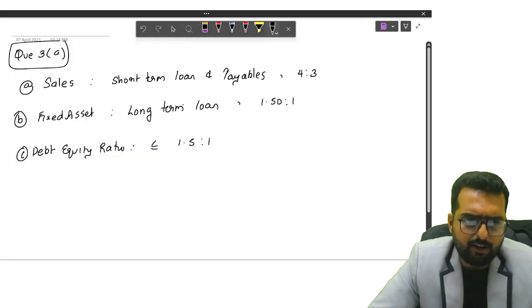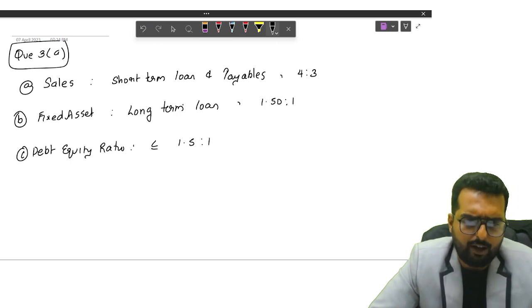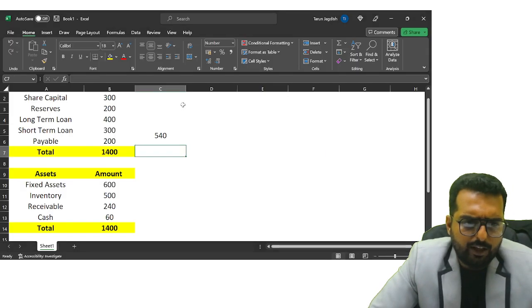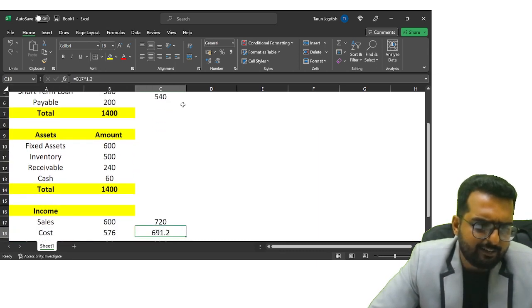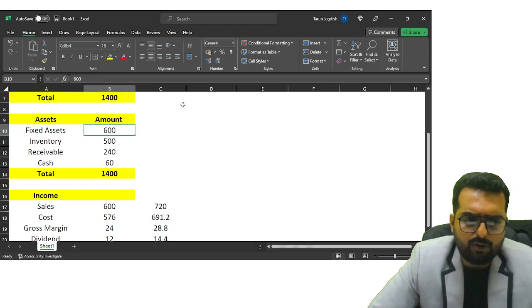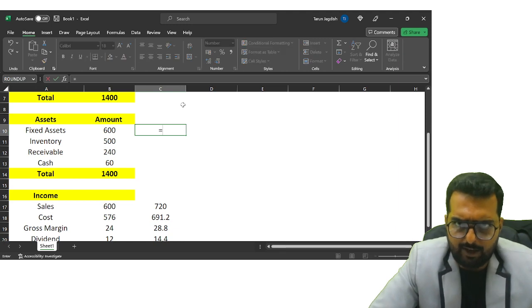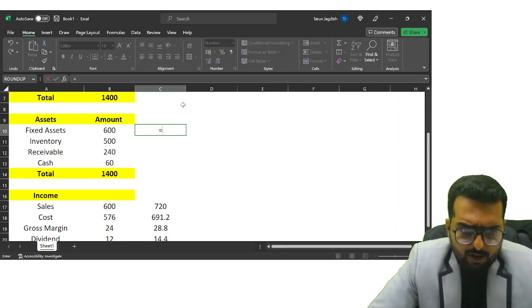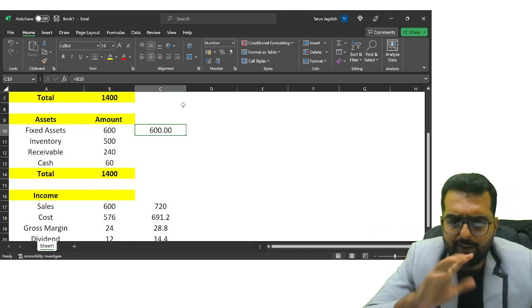That has to be my ratio. Asset to long term ratio should be 1.5:1. Am I right? Correct? So now here asset is 600. Have they told anywhere that the asset is going to increase by 20%? No. Silent. So if it's silent, how can we assume it to be? We can assume it to be the same. Am I right? Same. Okay. But your MTP has assumed it to increase by 20%. I will keep it the same.